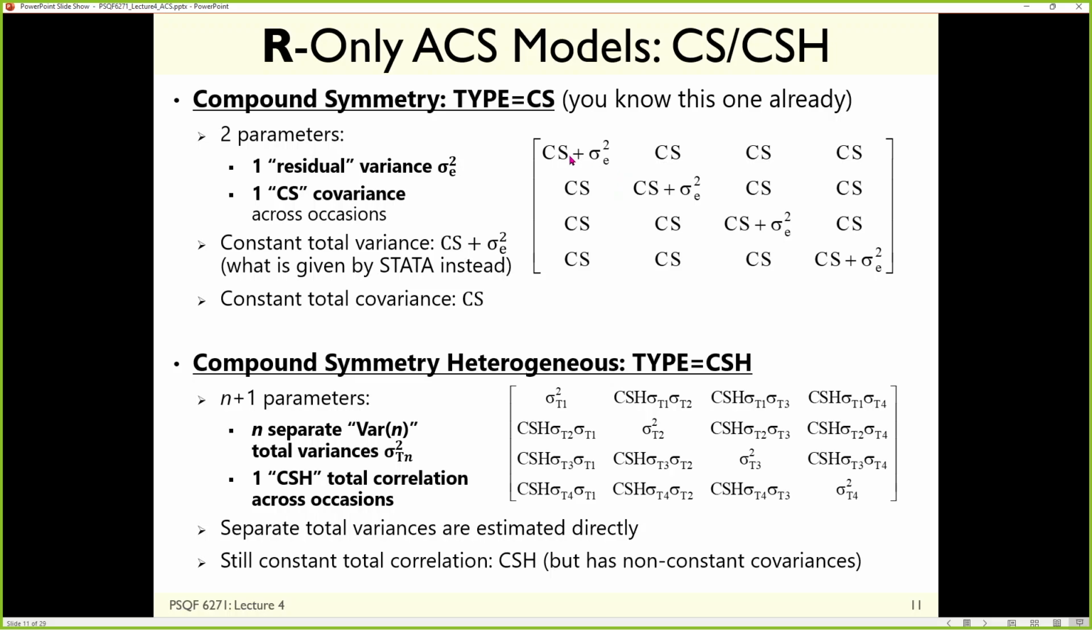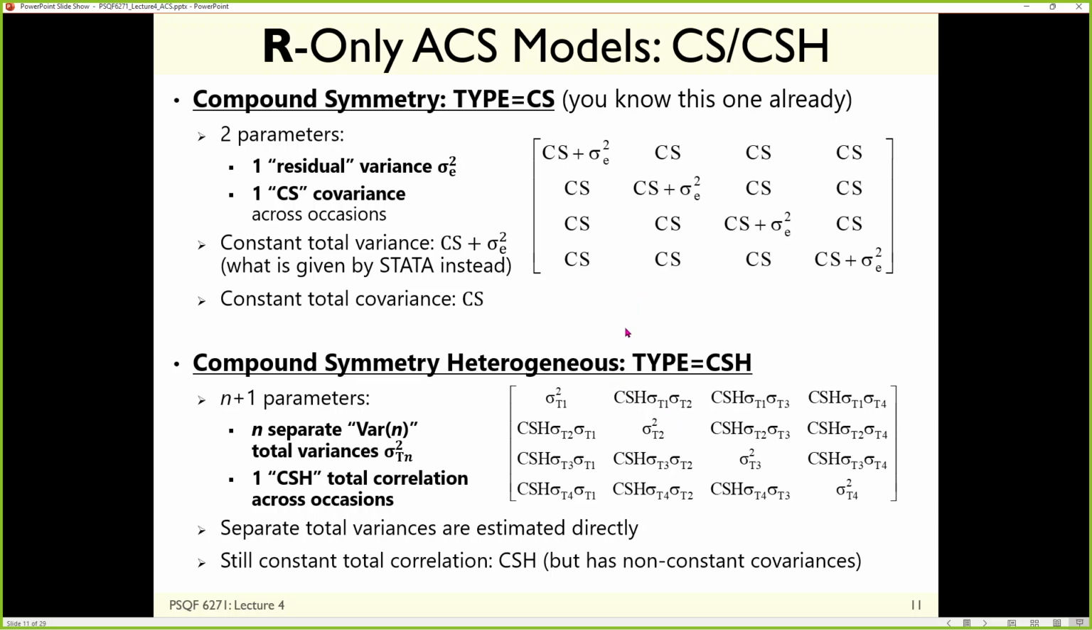If you say, okay, well, reasonably constant correlation over time could work, but I want to have different variances over time, that's CSH, compound symmetry heterogeneous. This one, I believe, does not exist in Stata, but I found it in R, and it's in SAS as well.